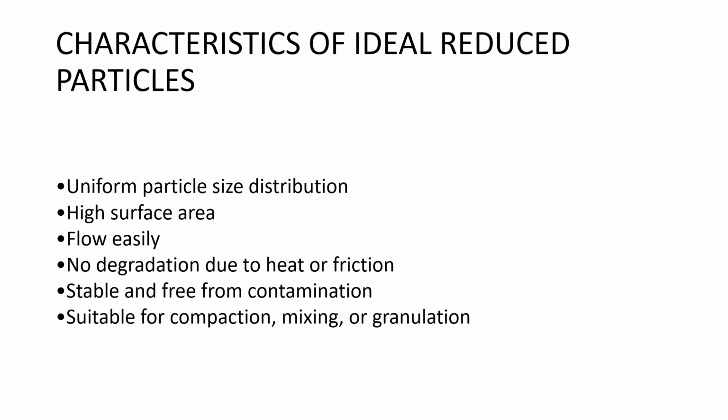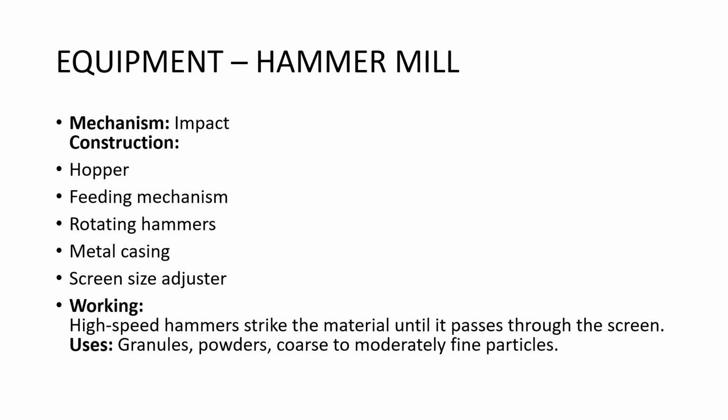Next, we will discuss the various equipment used for size reduction, starting with the hammer mill. The hammer mill works on impact. It contains rapidly rotating hammers which strike the material and force it through a screen. This mill is suitable for producing coarse to moderately fine particles.